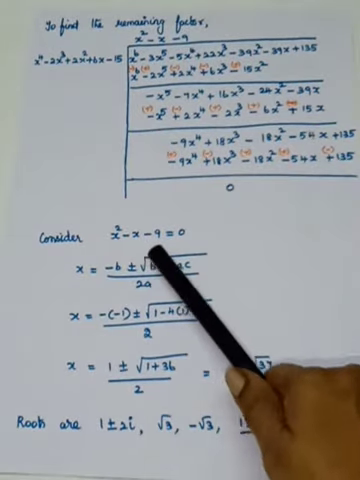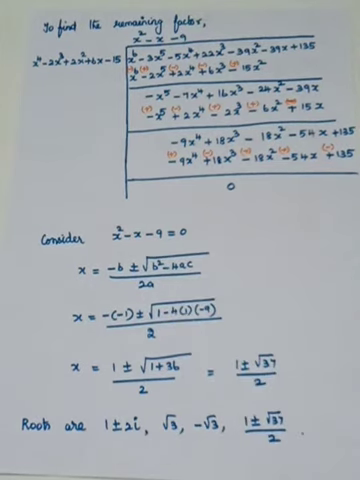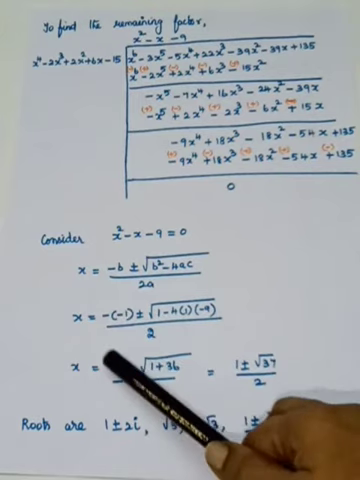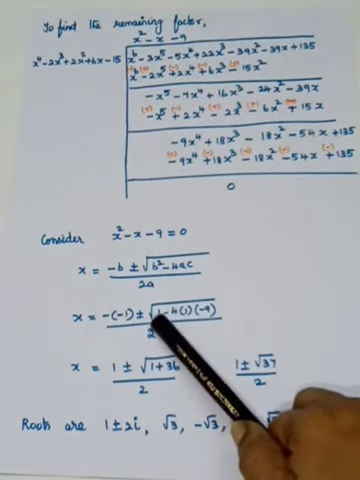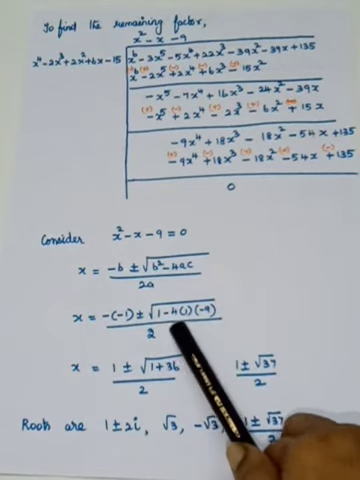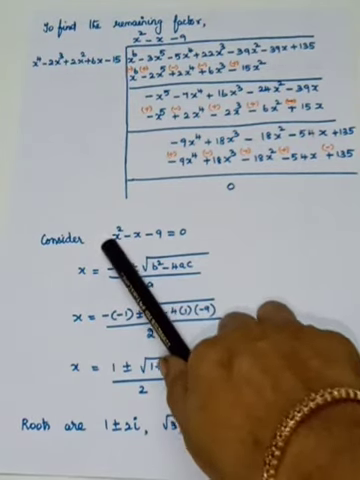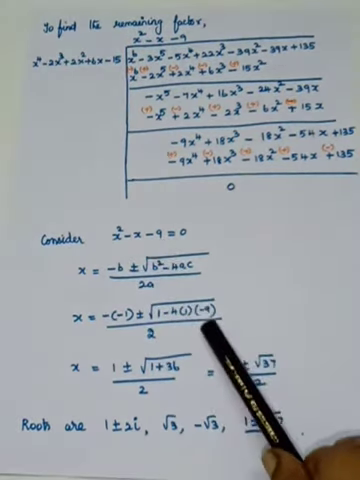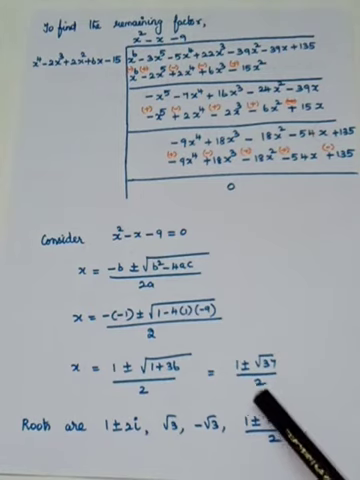So it's a quadratic equation, which means you can use this formula. X is equal to minus b plus or minus square root of b squared minus 4ac by 2a. So what is your b? Minus 1. So minus into minus is plus 1. So square root of b squared: b is minus 1, minus 1 the whole squared is 1, minus 4 into a, also 1, and c is minus 9. So minus 4 into minus 9 is plus 36. So 1 plus or minus root 37 by 2.